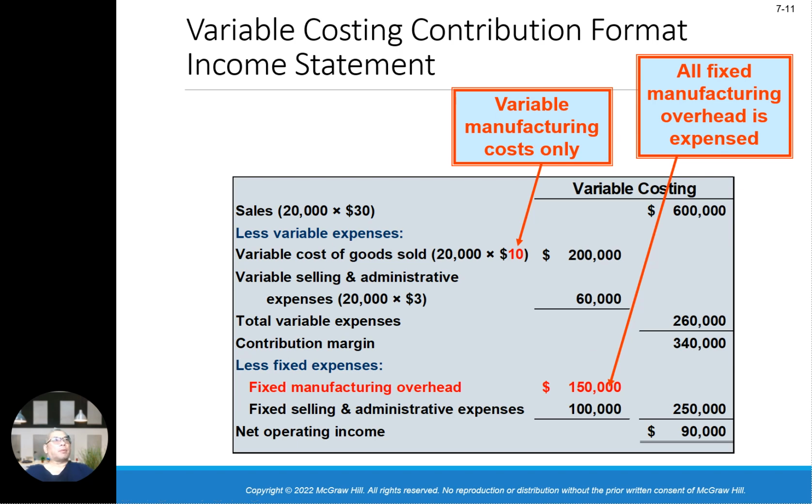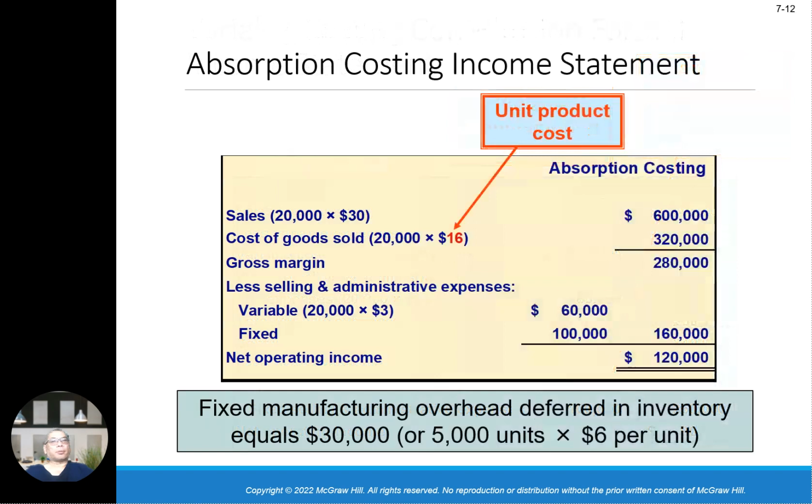Okay, that is the variable costing system. For absorption costing, however, the income statement has sales of 20,000 times $30, which is $600,000. Cost of goods sold is 20,000 times $16, because in absorption costing you include the manufacturing overhead there. So you've got $320,000, and gross margin of $280. Then selling and administrative expenses: variable is 20,000 times $3, $60,000, and fixed is $100,000. Operating income will be $120,000. Fixed manufacturing overhead deferred in inventory equals $30,000, which is 5,000 units times $6.